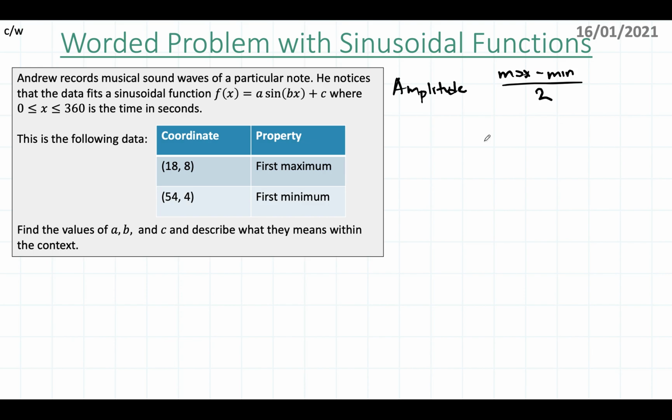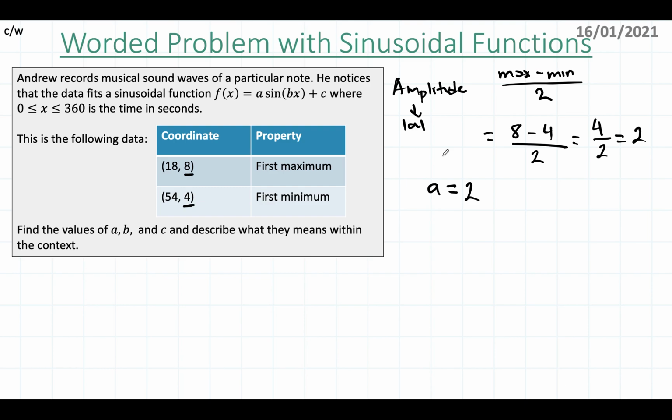So remember, the maximum and minimum are also the y values and not the x values. So we're going to look at the 8 and the 4. We're going to take 8 minus 4 divided by 2. And that's going to give me 4 over 2, which is just 2. So the amplitude is 2, and that's the value of A, because we also know that the amplitude is basically the absolute value of A.